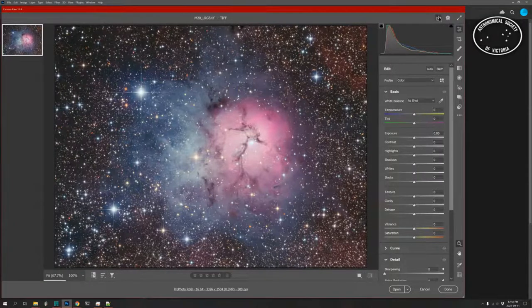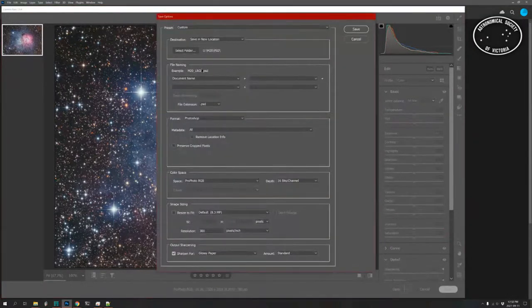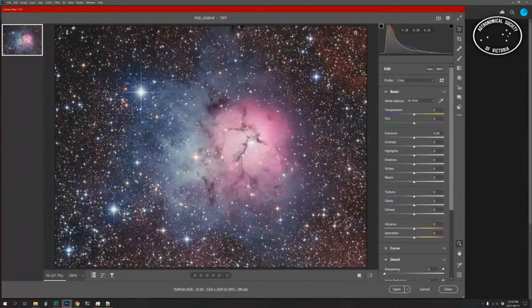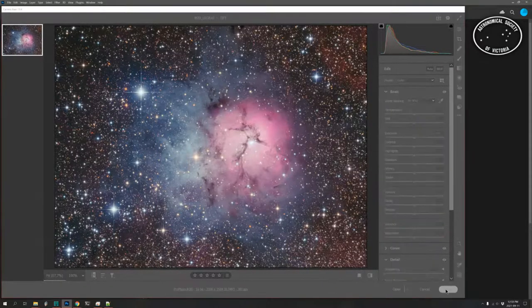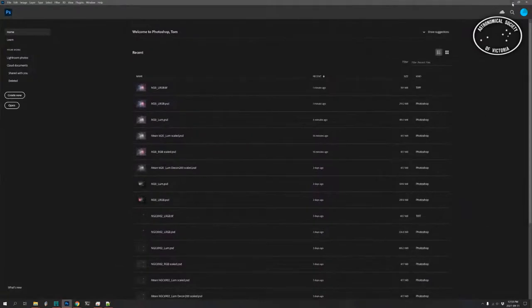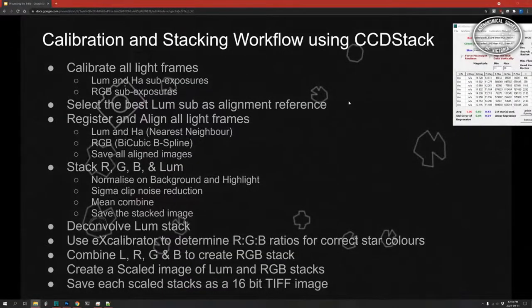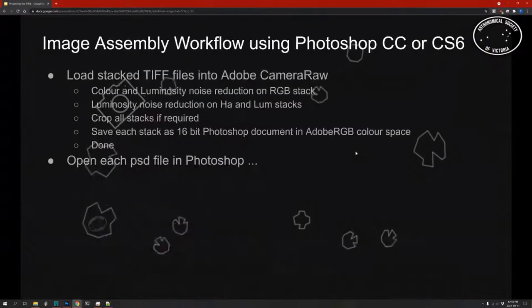What I'm going to do now, though, is save it as a JPEG in sRGB, and that's the format you need for the web. So there we go. That is a real rush through the... That was actually pretty good.